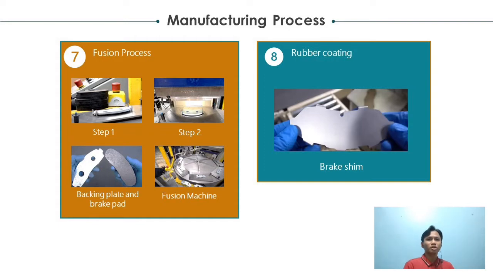The press pushes down with 1200 psi of pressure to join the friction material and the backing plate as one solid piece with no heat used.